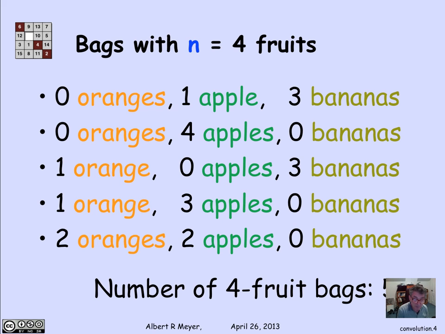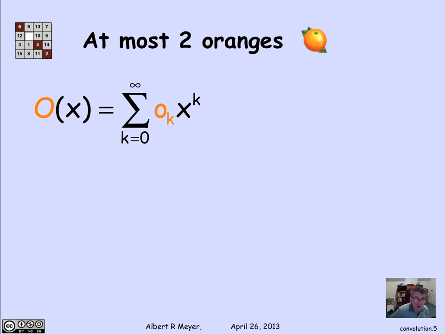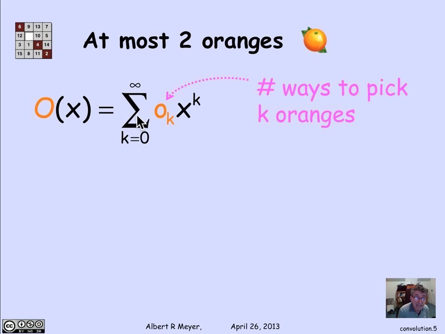Okay, that's the problem. The first step is to find the generating function for the number of ways to pick oranges all by itself. That seems almost silly, but let's work it out. I want O of x to be the generating function for the number of ways to pick oranges. That is, the coefficient of x to the k in O of x is going to be the number of ways to pick k oranges.